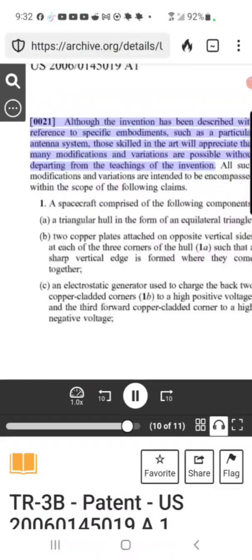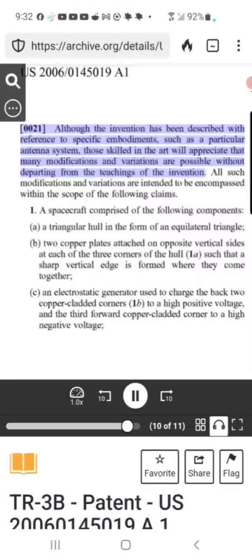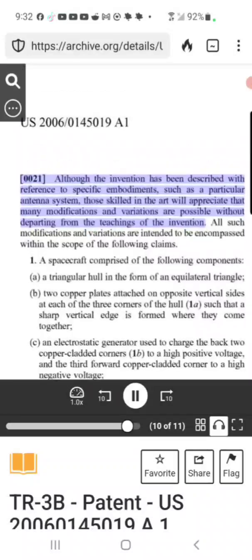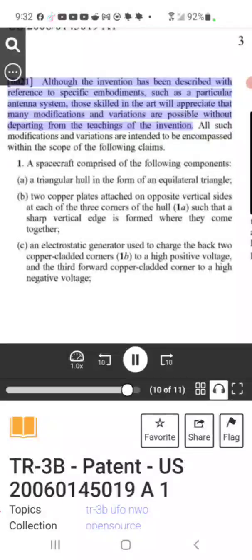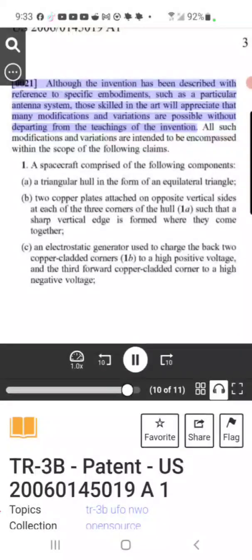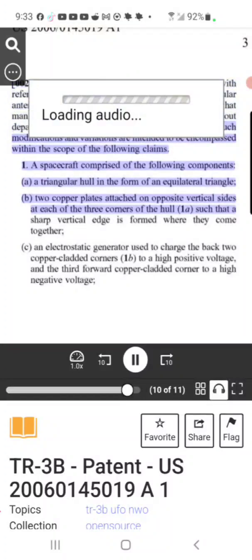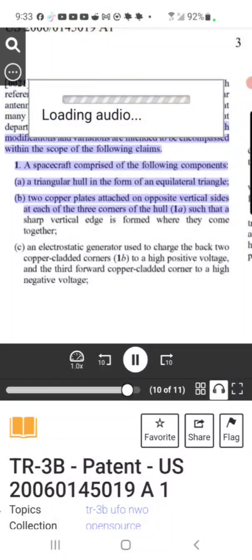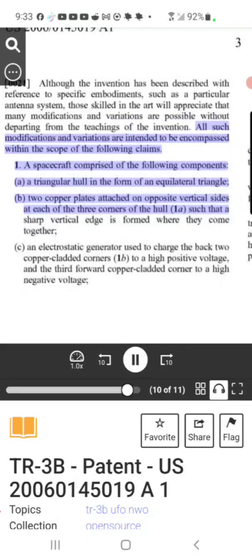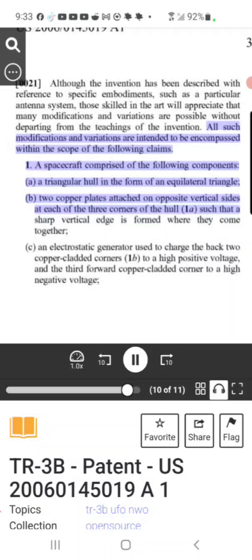July 6, 2006 [0021]. Although the invention has been described with reference to specific embodiments, such as a particular antenna system, those skilled in the art will appreciate that many modifications and variations are possible without departing from the teachings of the invention. All such modifications and variations are intended to be encompassed within the scope of the following claims.